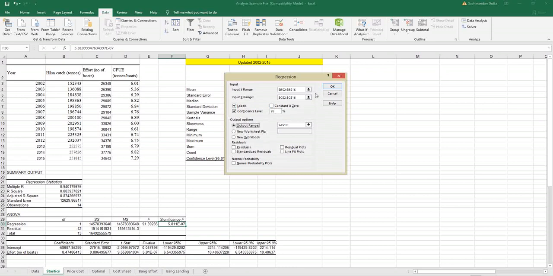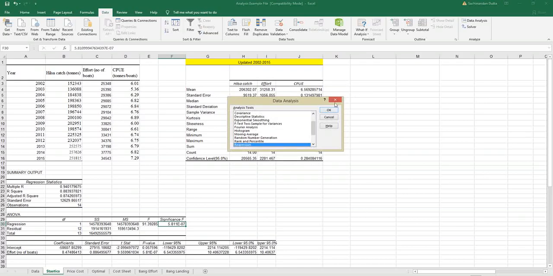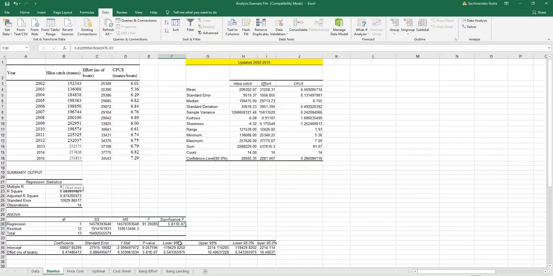So you put the catch on the y-axis and the effort on the x-axis, then set the confidence level to 95%, then the output range where you want to see your output. So this is the output range, and then just click OK. You will get your regression model, and this regression analysis is highly significant as the p-value is less than 0.01. So this is the basic descriptive statistics, and then the price and cost data.